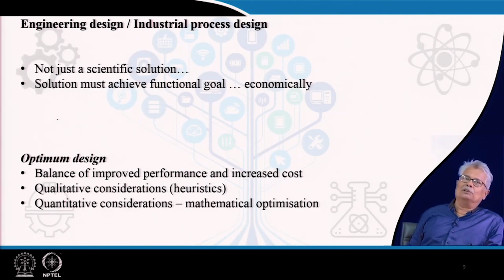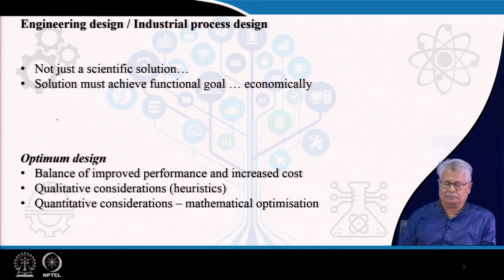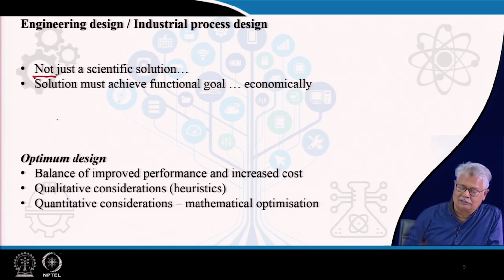What we do now is we talk about the engineering design or the industrial process design. The basic difference in case of engineering is it's not just science. It also involves a good amount of economics. So, what we look for in an engineering design solution or an industrial process design is not just the scientific solution. The solution definitely must achieve the functional goal. We have talked about the functional goal in different examples earlier, but it must be achieved economically.